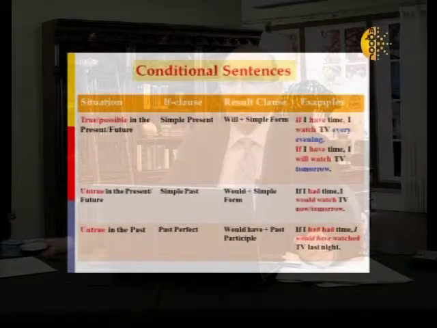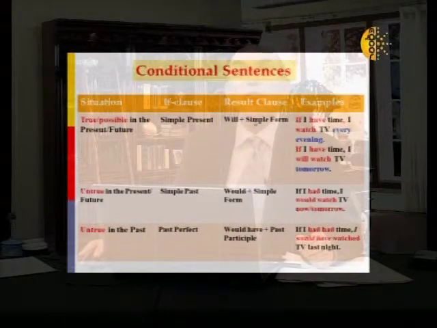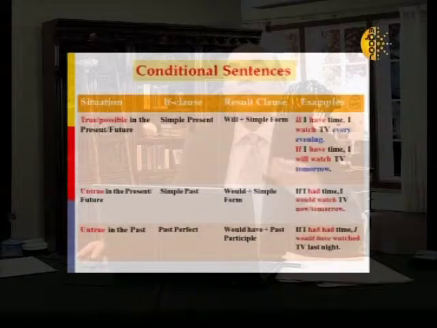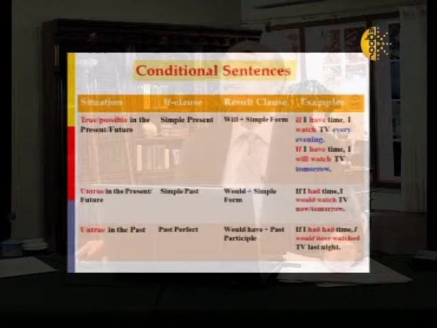For this situation, use simple present tense in the if clause, and you use will plus the simple form of the verb in the result clause. Here is an example. If I have time, I watch TV every evening. Because this clause starts with if, we call it the if clause. The next part, I watch TV every evening, is the result clause or independent clause. We studied dependent clause and independent clause. This is the independent part of it.